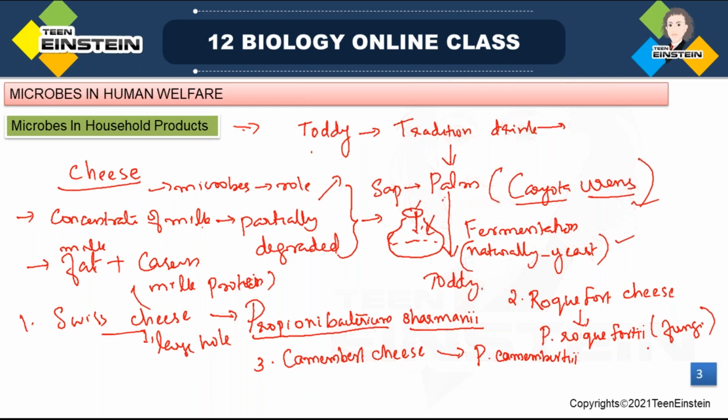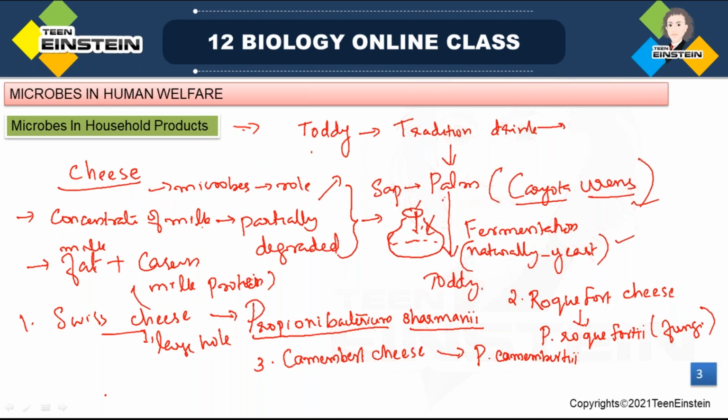So during the production of Swiss cheese, large amounts of carbon dioxide are produced by the bacterium helping Swiss cheese, Propionibacterium shermani. While forming that carbon dioxide, large quantities are produced during the production of this Swiss cheese.